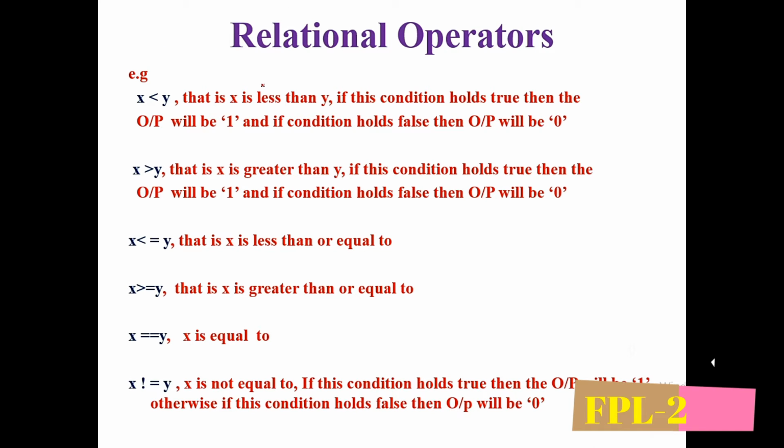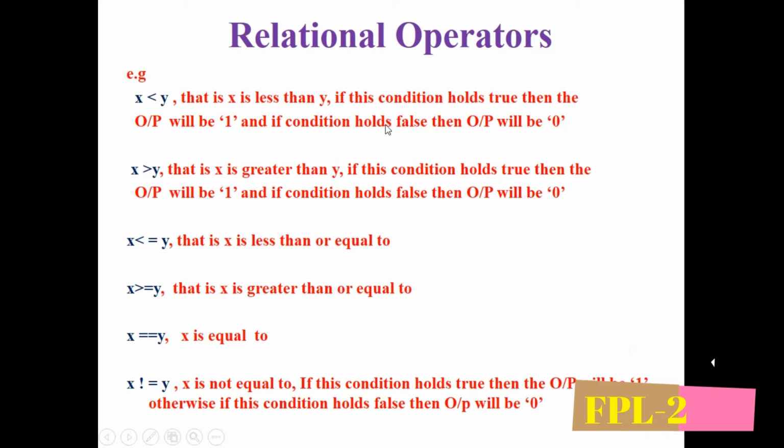Now let's look at relational operators. As we have studied, the different relational operators are less than, greater than, less than equal to, greater than equal to. For equal to we write double equal to, and for not equal to we write an exclamation mark followed by equal to. So example, x is less than y. If this condition holds true, then the output will be 1, and if this condition becomes false, then the output will be 0. 0 means false and 1 means true. Second example, x is greater than y.